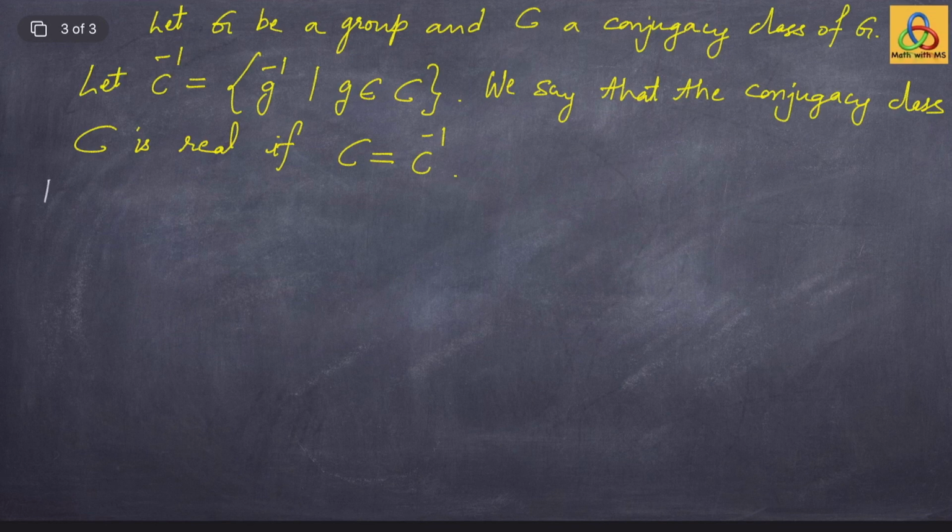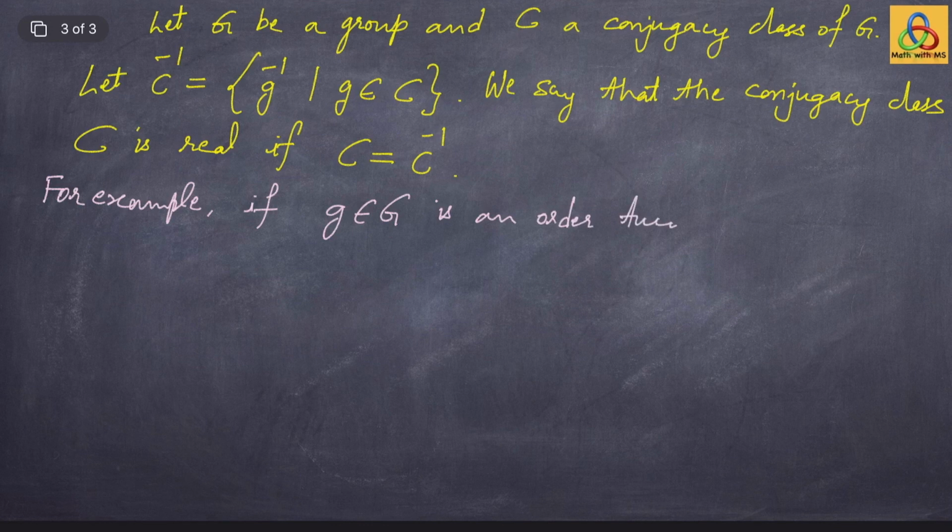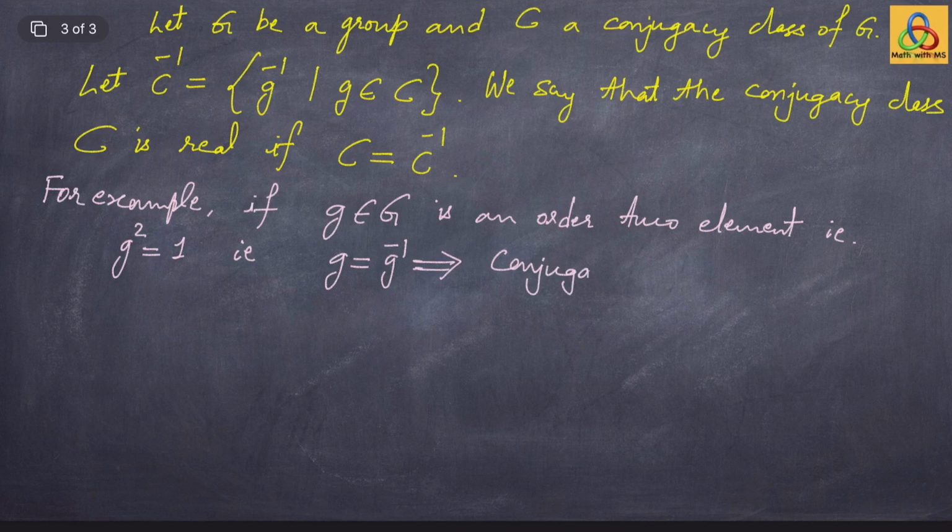For example, if g belonging to the group G is an order 2 element, that is g squared is 1, that is equivalent to saying that g is the same as its inverse, which implies that the conjugacy class of g contains g inverse. So if you have an order 2 element in your group, then the conjugacy class of that element is necessarily real. Let us analyze how characters behave on real conjugacy classes.